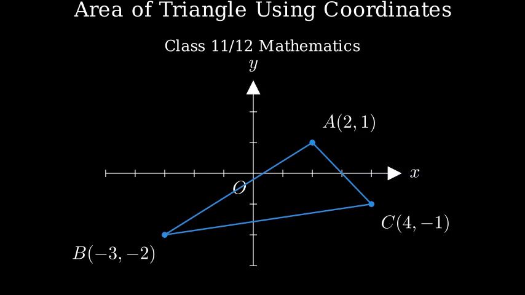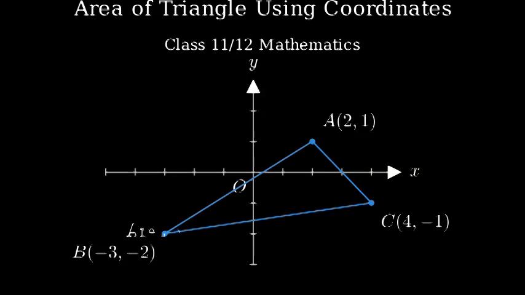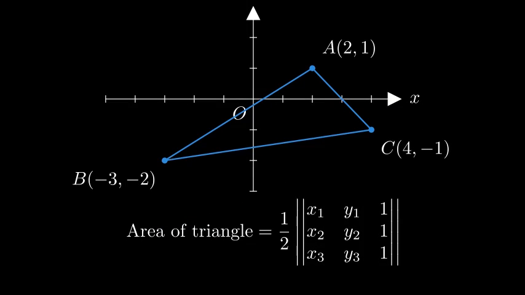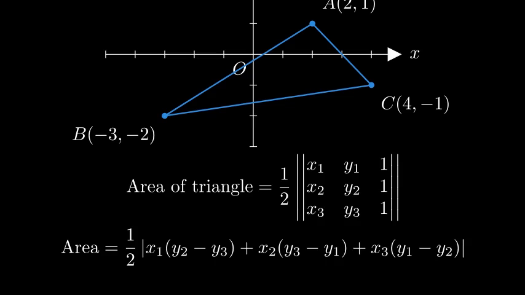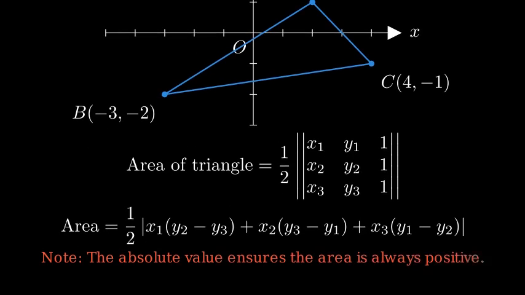Now, let's learn how to find the area of a triangle when we know the coordinates of its vertices. The formula is 1/2 times the absolute value of a determinant. This determinant involves the x and y coordinates of the three vertices. Remember that the result is always positive since area cannot be negative.